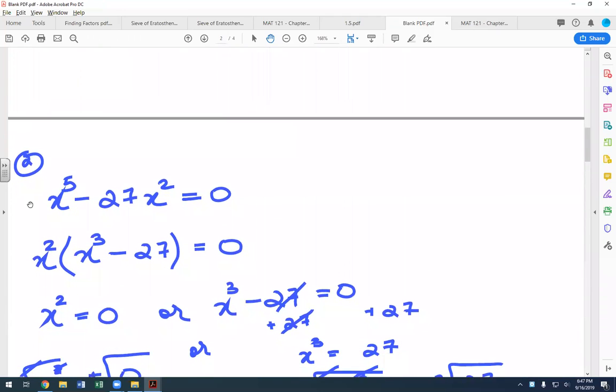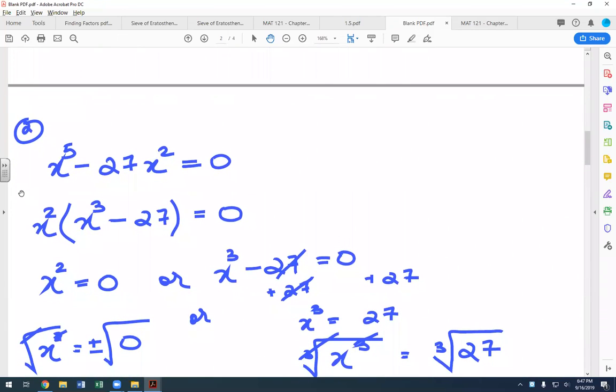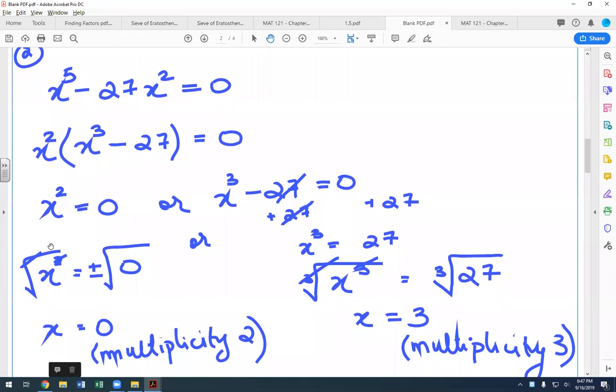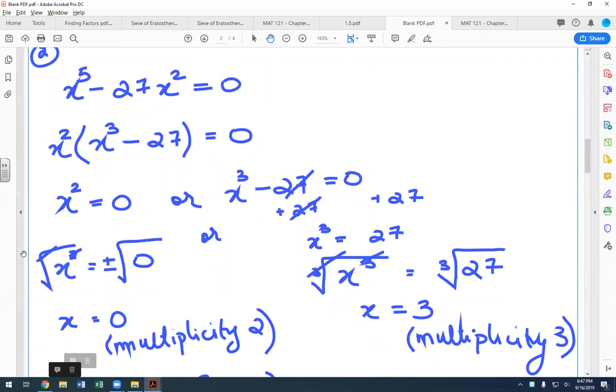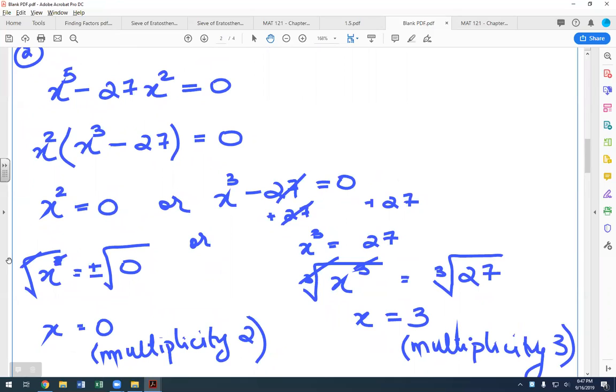This one actually is not that bad, because once we got that x squared out, we got our 2 factors. We take each factor, set it equal to 0, and you solve each one of them. Here, we ended up getting x squared equals 0, which only gave us x equals 0 when we got rid of the square. And with the cube, you basically took cube roots on both sides, and you ended up getting x equals 3. Okay? Does anybody have questions on number 2?